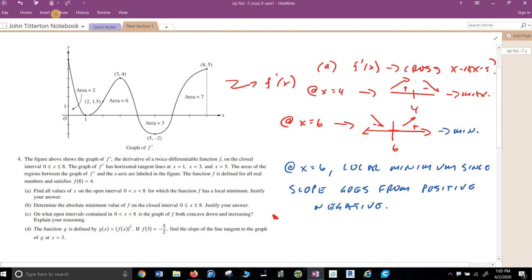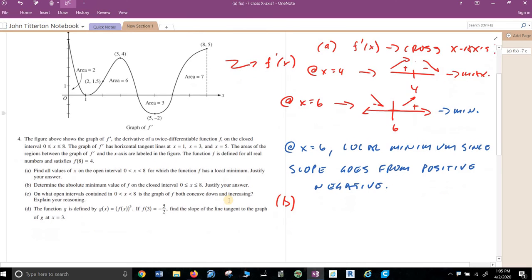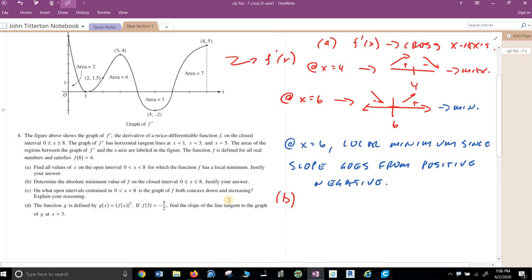For B, whoops, that's a little big. It says determine the absolute minimum value. Okay, well, we're going to have a min at 6, so we check the endpoints. Check x equals 0, x equals 6, and x equals 8. Well, I'm going to go backwards. They say that f of 8 equals 4. Now we're going left, so the areas are all flipped. At 6, f of 6 equals 4 minus 7, which is negative 3.